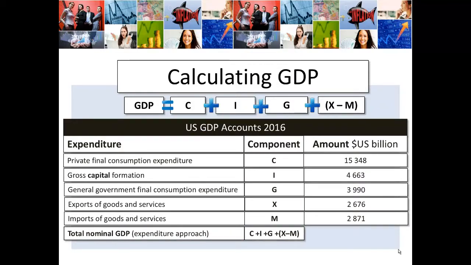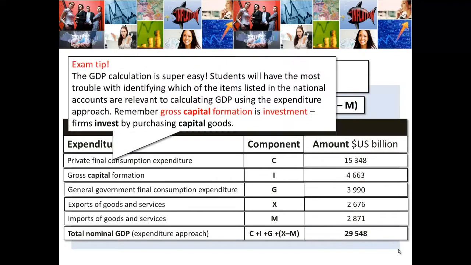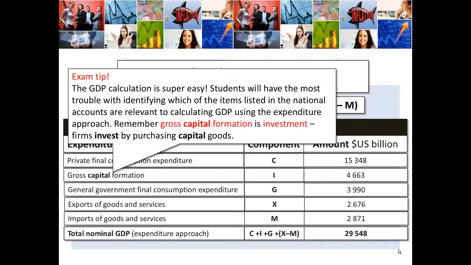Now the total nominal GDP using the expenditure approach is simply C plus I plus G plus X minus M, and we will get a total there of $29.548 trillion.